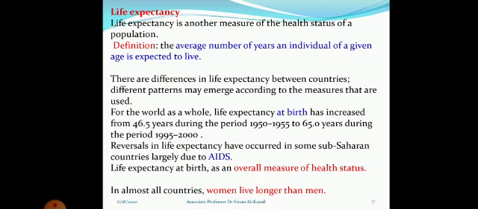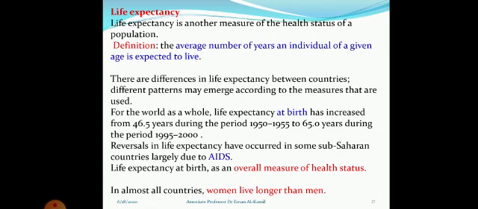So life expectancy is another measure of health status of a population. It is defined as the average number of years an individual of a given age is expected to live, and it is usually estimated at birth. So in many books we see the life expectancy at birth. When an individual is born, how many years is he expected to live? And this depends on the country he is born in. It depends on the health status in that country. It depends on the health services provided in that country.